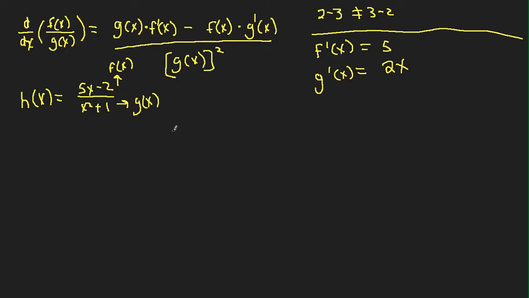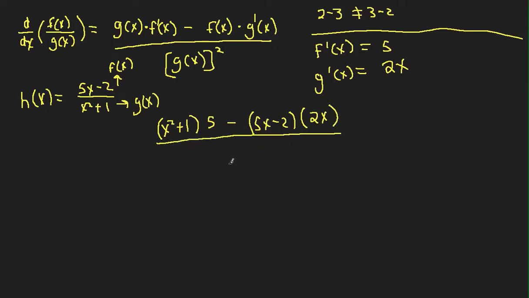Okay, so let's follow the rule. It's the original g of x, which is x squared plus 1, times the derivative of f, which is just 5, minus the original f of x, which is 5x minus 2. It's important to have parentheses so you don't get confused. That's times the derivative of g of x, which I know from here is just 2x. All of this is over g of x, the original function, squared, so all of this is over x squared plus 1 squared.